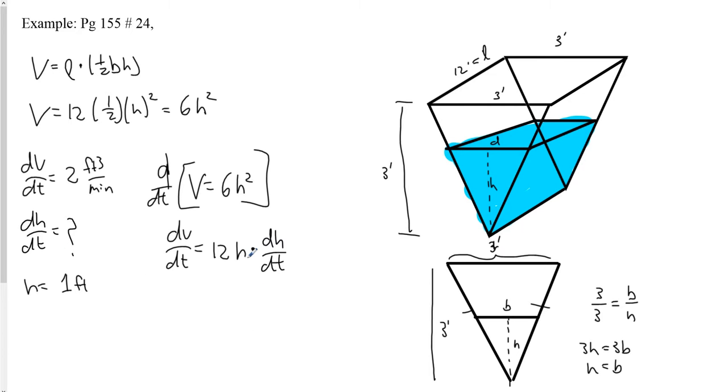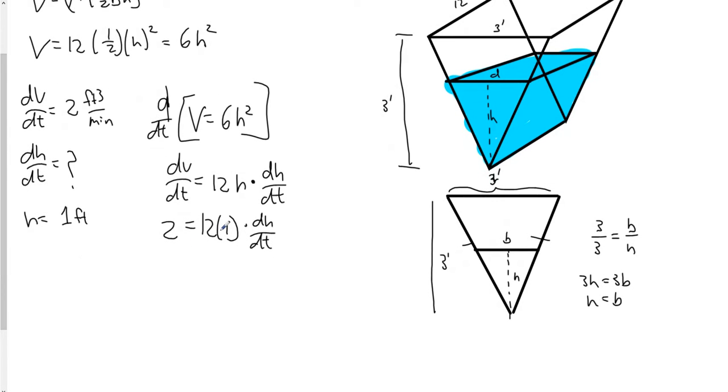All the variables that we have are determined. So I can say this is 12 times 1 times dh over dt. And so then I can say that dh over dt is 1/6, which is 1/6 foot per minute. And that was part A.